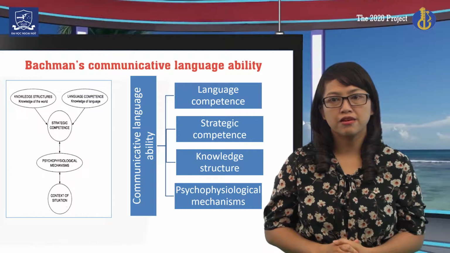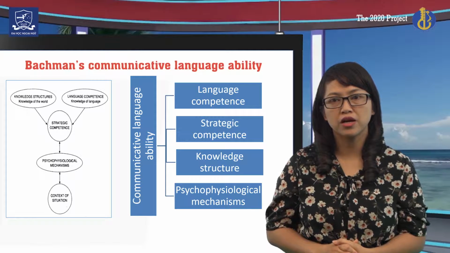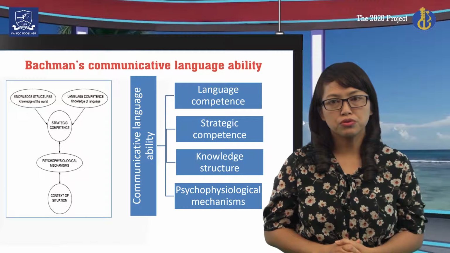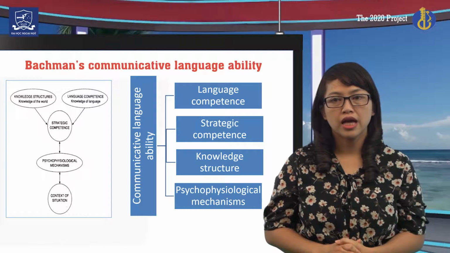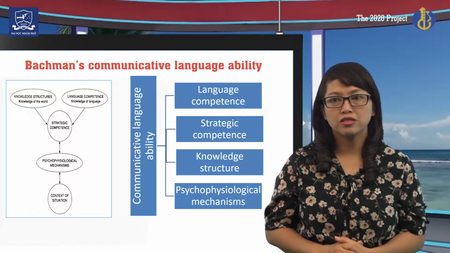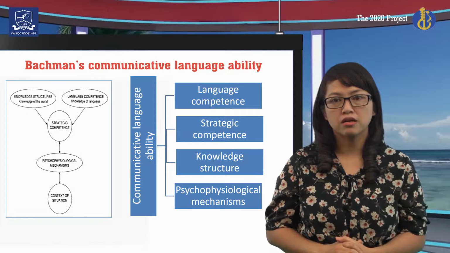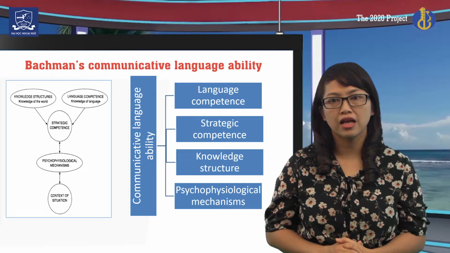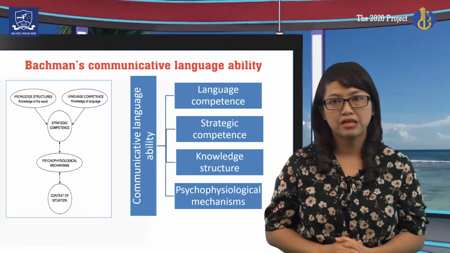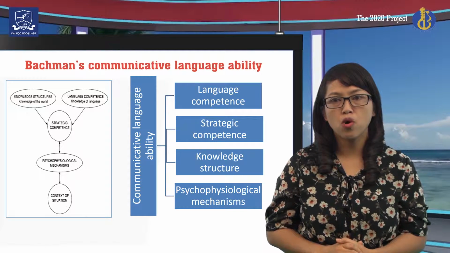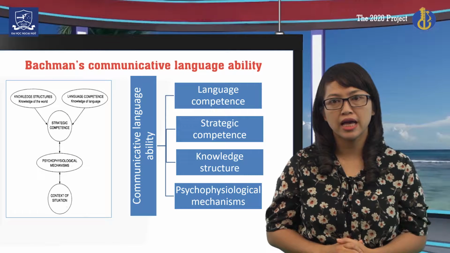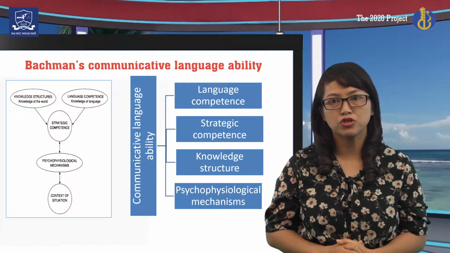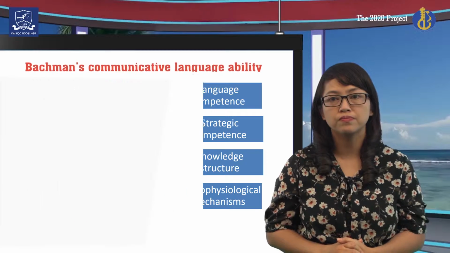As you can see, there are 4 components of communicative language ability. The first 2 are language competence, which includes grammatical knowledge and textual knowledge, and strategic competence, which is the capacity for implementing the language used in practical contexts. The third component is named world knowledge, and the fourth is named psychophysiological mechanisms, or how our body and mind function. Both affect the strategic competence of the language user.